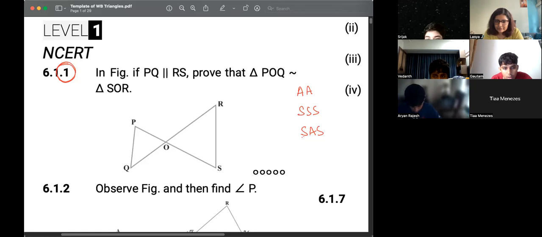Vedant, can you give the reason for your equality? Yes, Arya. Why are those specific angles? Ma'am, I've given it above. Like the reason for those angles being equal. Because you're not given those equalities directly, right? You just said that the lines are parallel. How did you come to that conclusion? Yes. Perfect.